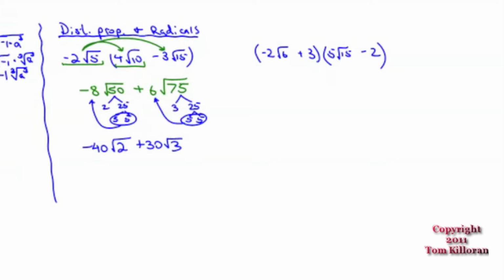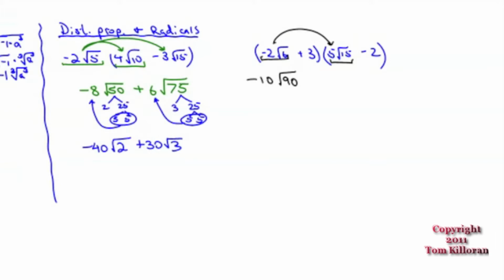So with this one, you have to just keep focused on what you're doing. It's negative 2 square roots of 6 times 5 square roots of 15. That would be your first, or just distributing the first term to the first term. All right, and then negative 2 times 5? Negative 10. Square root of 6 times square root of 15? Square root of 90. And that would be your first.